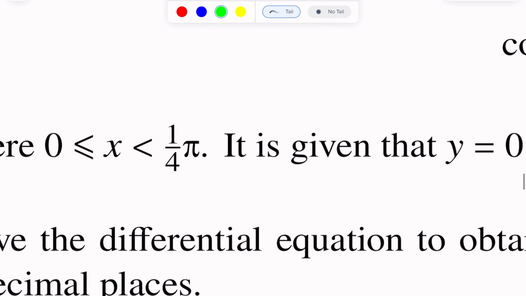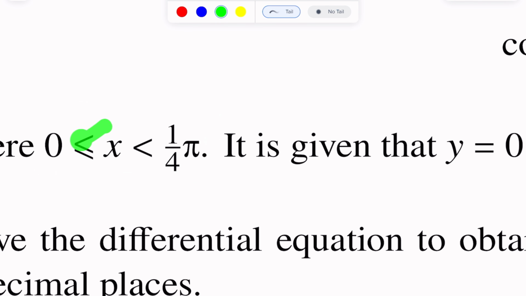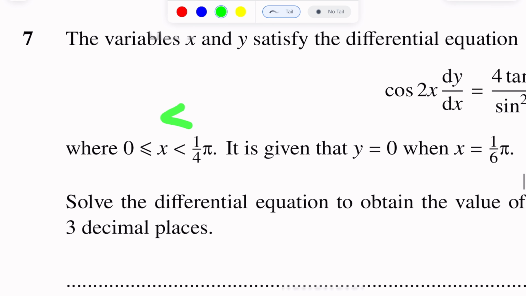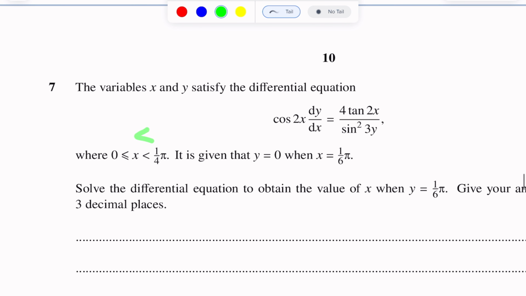where x lies between 0 and pi by 4. 0 is inclusive because there is sign of equality, but pi by 4 itself is not included because the sign is only less than. This is the interval for x, 0 to pi by 4.